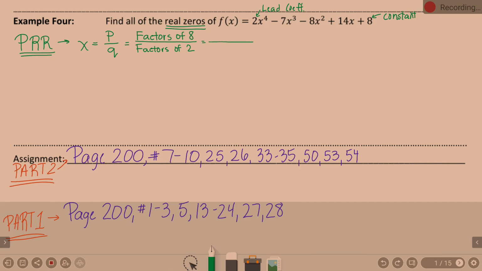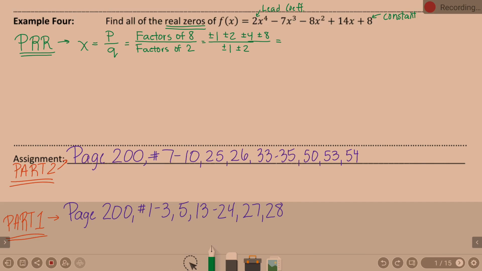Okay. What are my factors of 8? 1, 2, 3, 4, plus or minus 8. What? No, 1, 2, 4, 8. Why did I say 3? I was waiting for someone to correct me. Factors of 8: 1 and 8, 2 and 4. We're talking integer factors, so plus or minus on all of these. Plus or minus 1, plus or minus 2, plus or minus 4, plus or minus 8. Factors of 2: 1 times 2, so plus or minus 1 and 2.